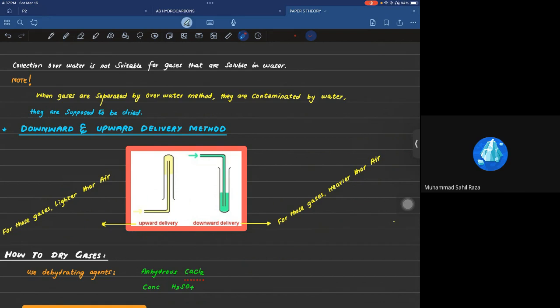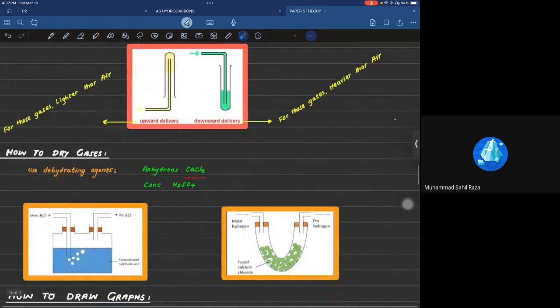And then how can we dry a gas? Okay, so we have to use a drying agent. We have to use drying agents that are anhydrous calcium chloride and concentrated sulfuric acid. Okay, anhydrous calcium chloride and concentrated sulfuric acid.